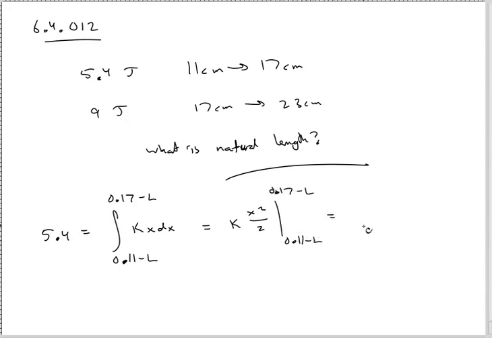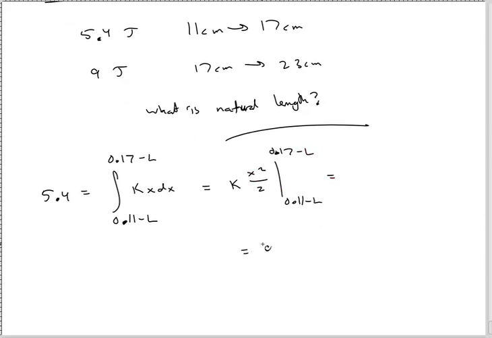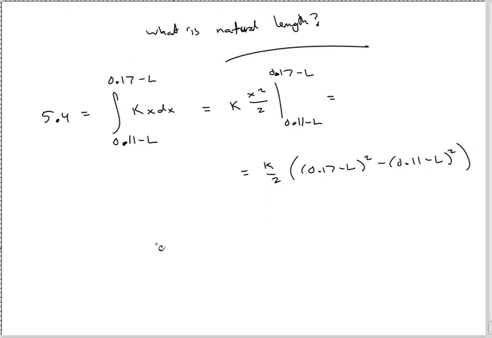Okay. And so then we do all our math, and you get, guess what? We get k over 2 times (0.17 minus L) all squared minus (0.11 minus L) all squared. And that's that. And so then we do the same thing for 9 is equal to the integral from 0.17 minus L to 0.23 minus L. I'm not going to redo all the math, but you can see right here that it'll be just the same thing, just with slightly different numbers.